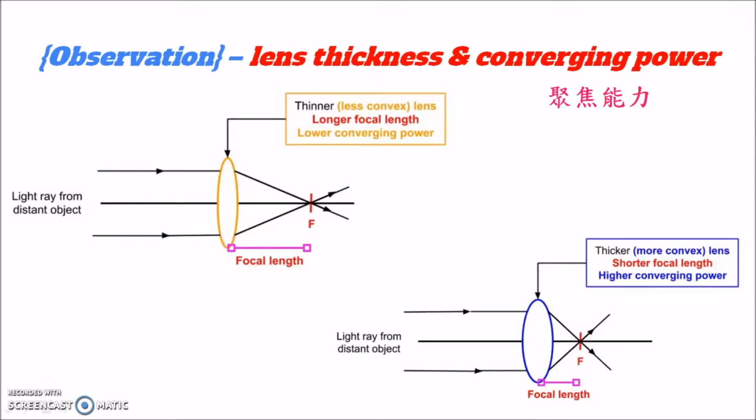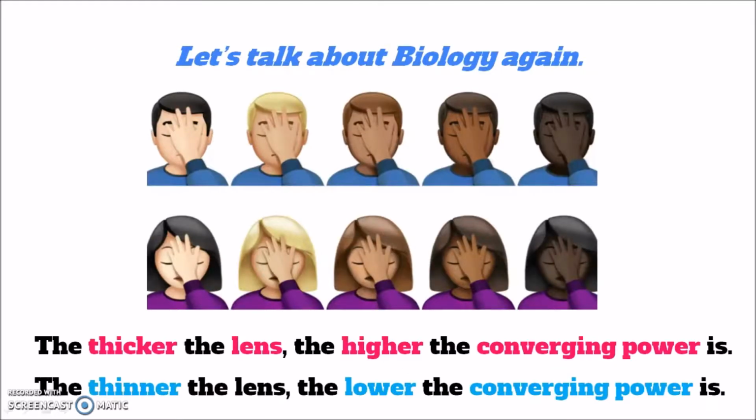Thicker lens and thinner lens have different focal lengths. Thinner lens have a longer focal length, while the thicker lens have a shorter focal length. Of course, in simple words, what you need to know is that the thinner the lens, the lower the converging power is, and the thicker the lens, the higher the converging power is. That's enough for the physics part. These are essential, but all you need to know are the light rays representation and converging power of convex lens. At least the slogan you have to know as a biology student: the thicker the lens, the higher the converging power is. The thinner the lens, the lower the converging power is.